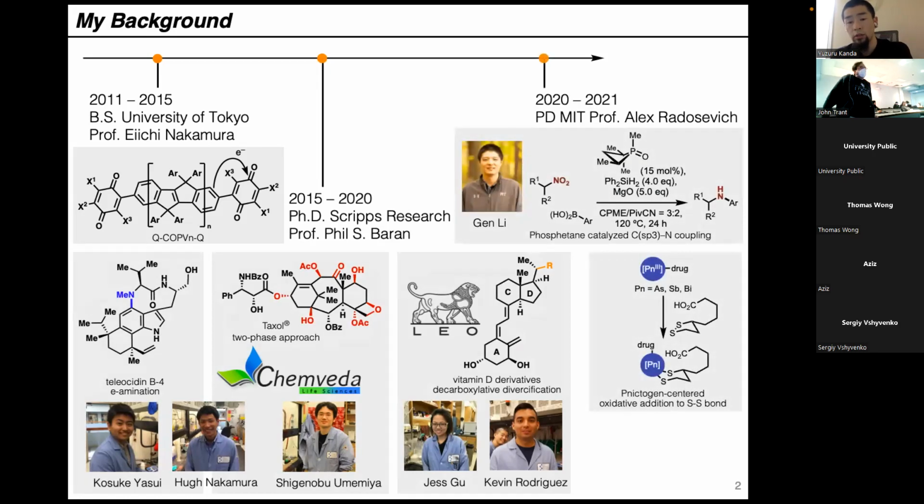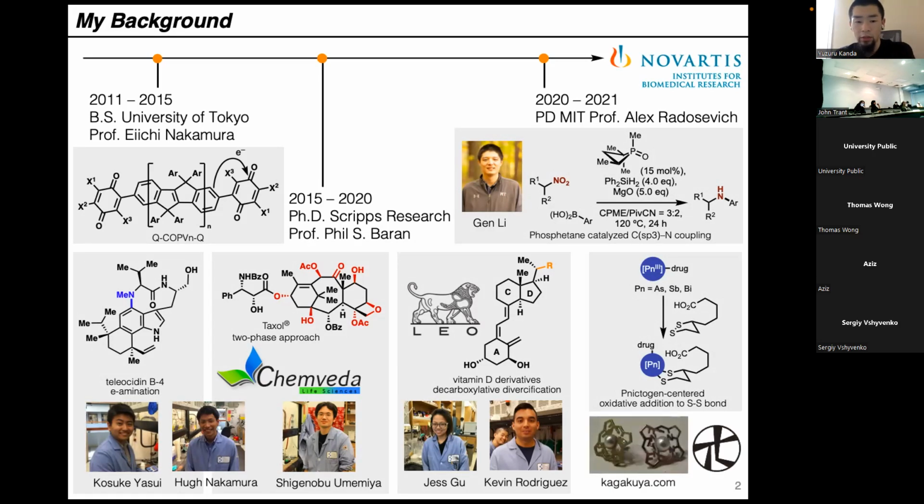In 2020, I joined the MIT Professor Alex Radosevich lab, and I mainly worked on a phosphetane-catalyzed nitroalkane cross-coupling reaction with formic acid, as well as a project on S–S bond oxidative addition for ADC, trying to apply it to antibody drug conjugates. And now I work at the Novartis Institute for Biomedical Research as a medicinal chemist.